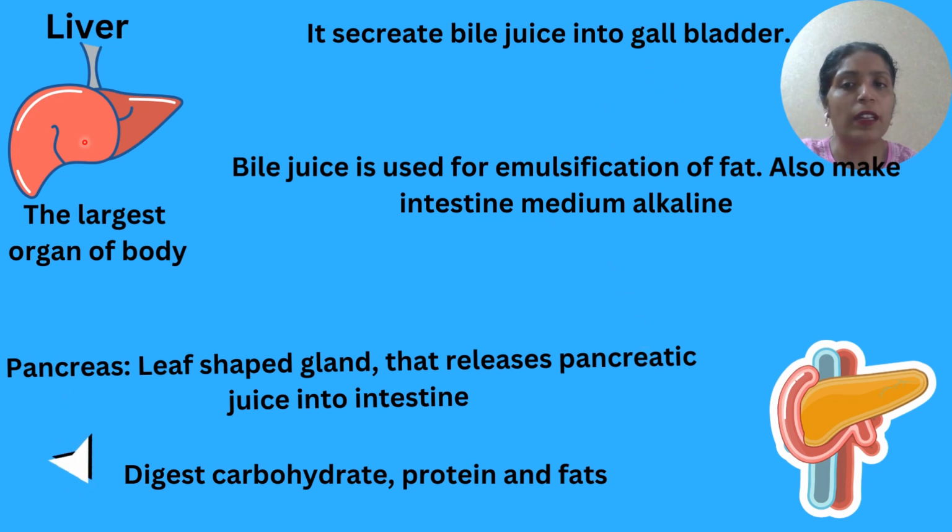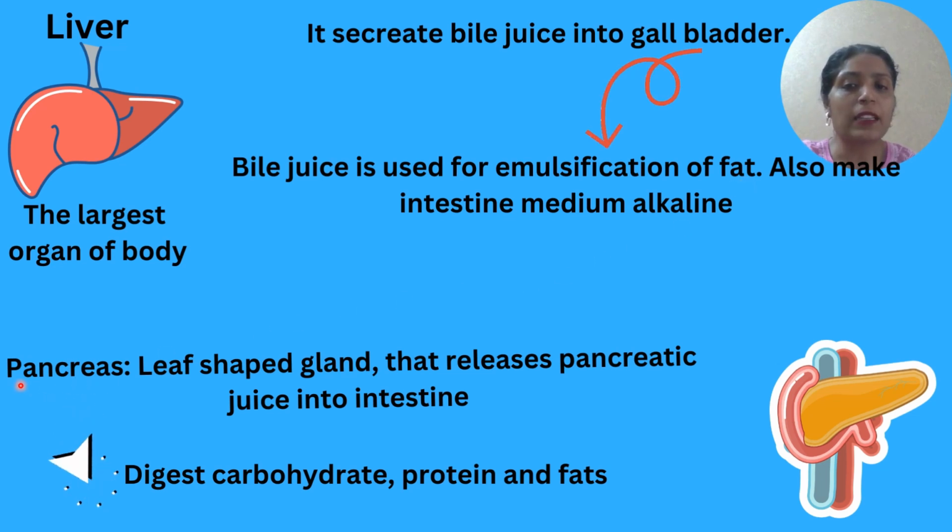Now, liver is the largest organ of the body. It secretes bile juice, which is temporarily stored in the gallbladder. And when the food reaches the small intestine, gallbladder squeezes the bile juice into the small intestine. This bile juice makes the food medium alkaline, also helps in emulsification of fat. Emulsification of fat means breaking the bigger fat molecules into smaller fat droplets.